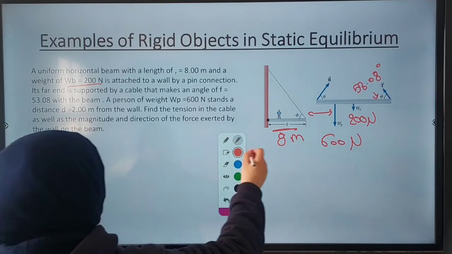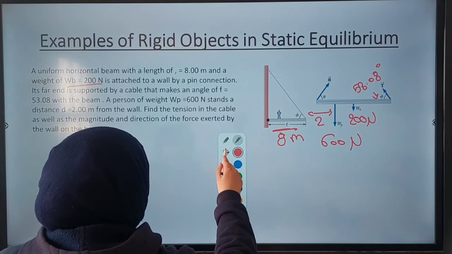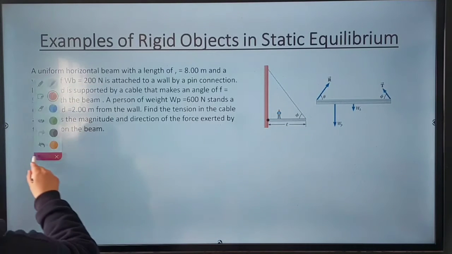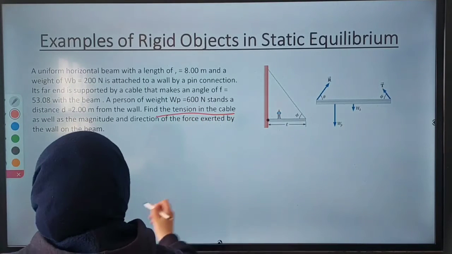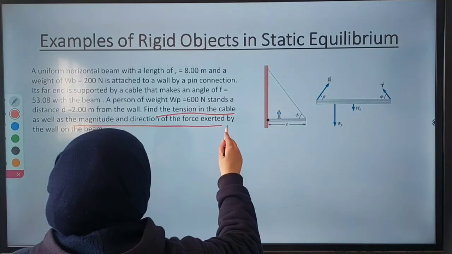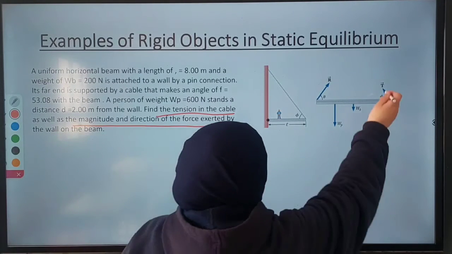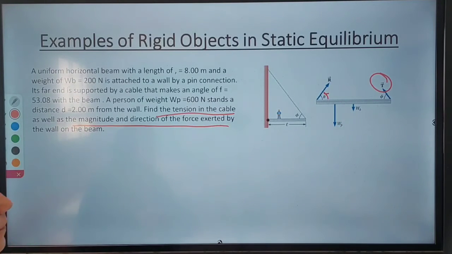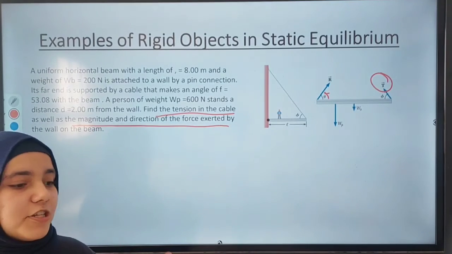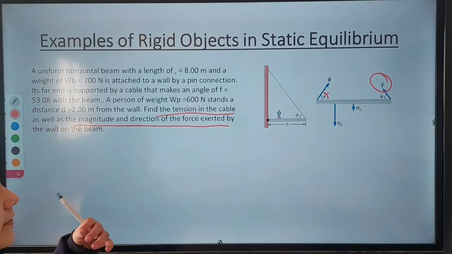It equals 2 meters. Okay. So the requirements here, what it wants for us: find the tension in the cable, the T, and the magnitude and direction of the force exerted by the wall on the beam. Like you want us to know the magnitude of the T and the direction. Okay. So first, to make the solution easier for us, we should set all the equilibrium equations that we are going to need in that system.